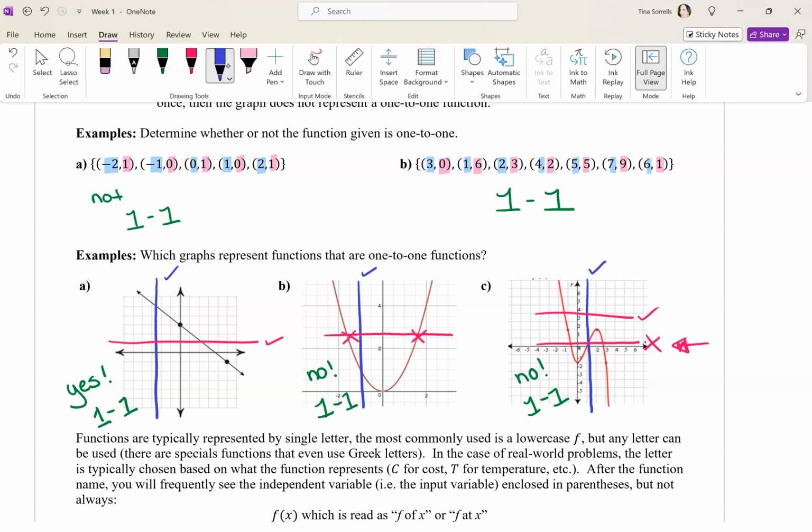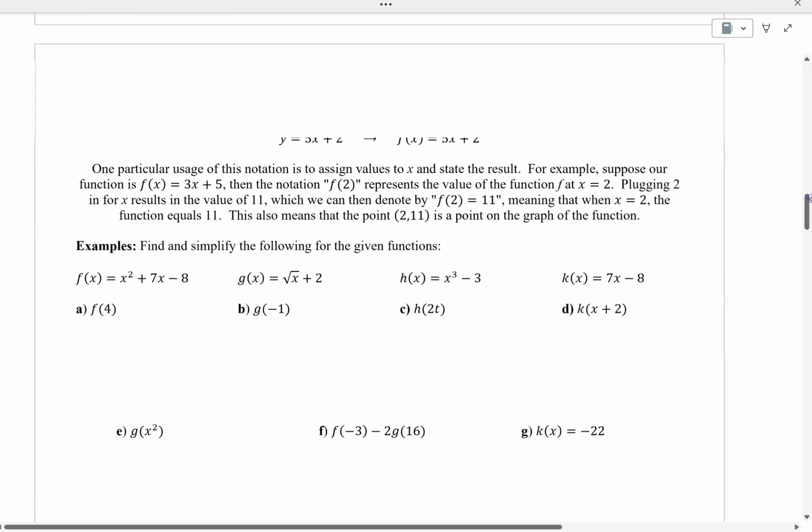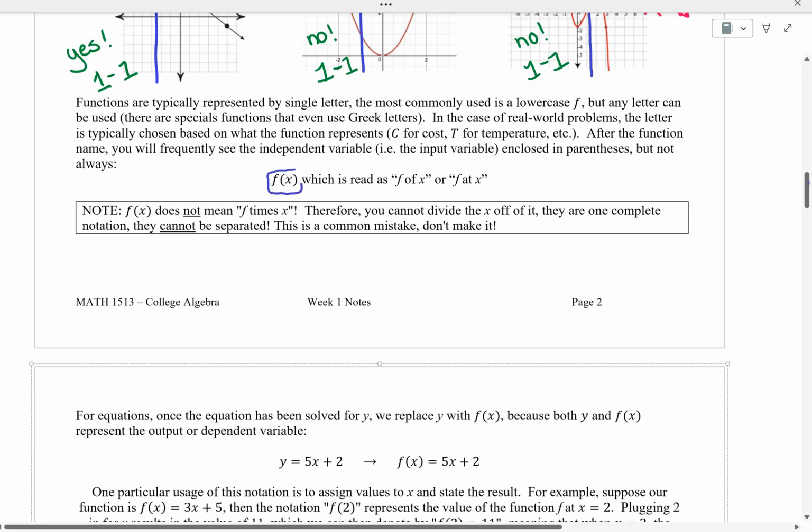Okay, next part of your notes is basically talking about what f of x means. When we're dealing with functions, we mainly represent it by f of x, and that is what it reads. Or you can say f at x, but most of the time, even when I'm reading it, you will hear it as f of x. One biggest thing to make note of: it does not mean f times x. It means f of x.